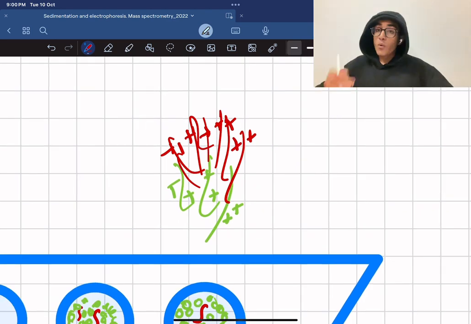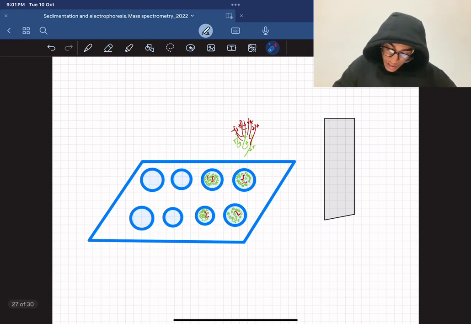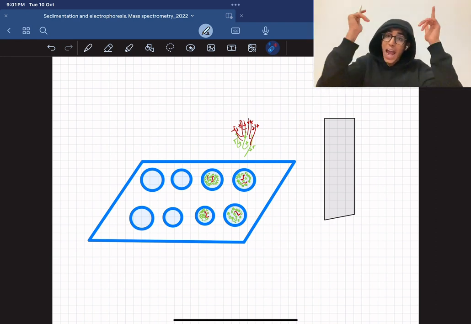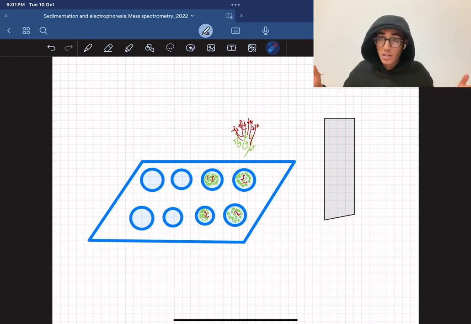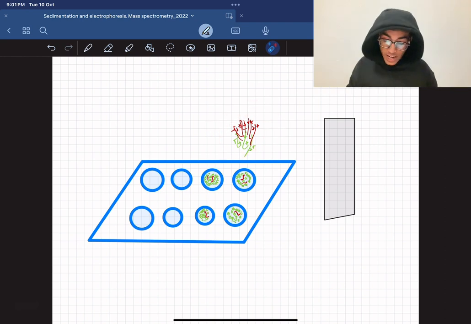So in one step, the laser fires, then the tray moves a little bit and it fires again, and the tray moves a little bit more. It's really cool. So in one step, it vaporizes and it ionizes. Amazing, that's what we want. We want efficiency, that's the name of the game. And we have it.